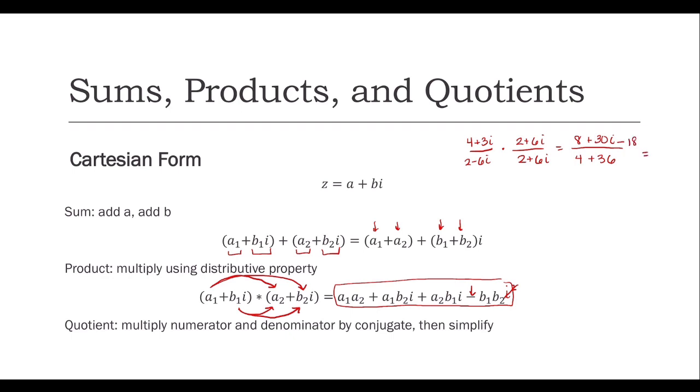So this simplifies to negative 10 plus 30i over 40, which can be separated to negative 10 over 40 plus 30 over 40 i. So that way you can split it into your real component and your imaginary component. So that's negative 1/4 plus 3/4 i.